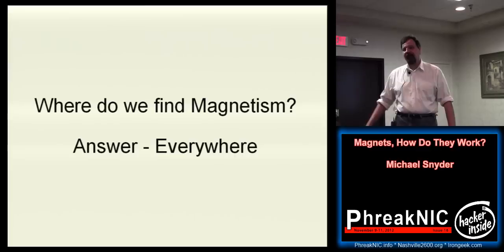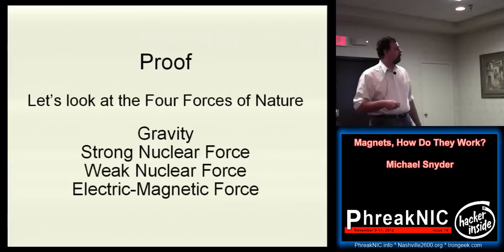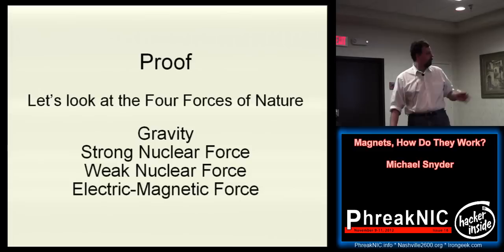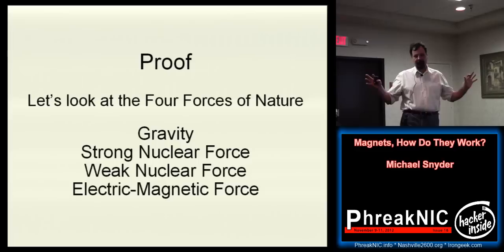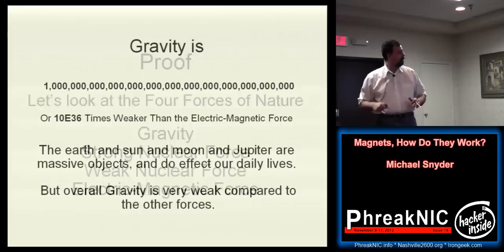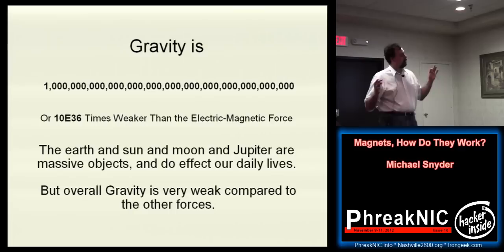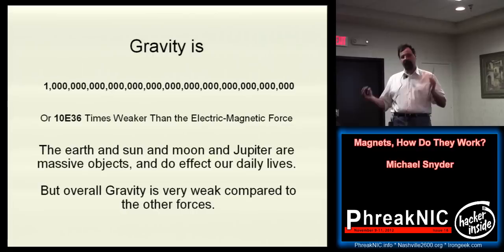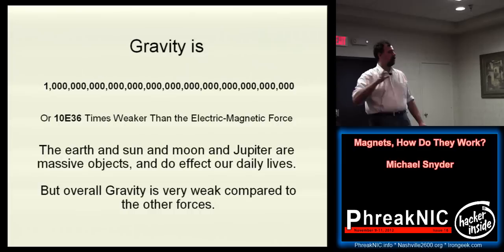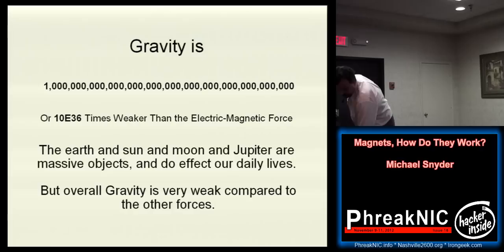Where do we find magnetism? The answer is everywhere. It's all around us. And here's the proof. Four forces of nature: gravity, strong nuclear force, weak nuclear force, and electromagnetic force. Those are your only choices, and these have been agreed on. This is the standard model. There's no fifth force, no sixth force. This is it. Gravity is 10 to the 36 times weaker, one over 10 with 36 zeros, weaker than the electromagnetic force. And here's the standard proof for this. You would see this in any first year college class.